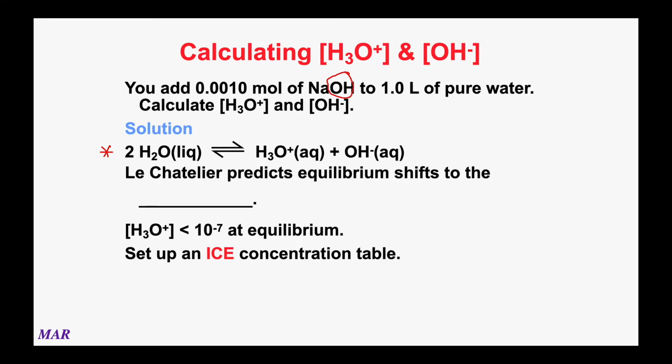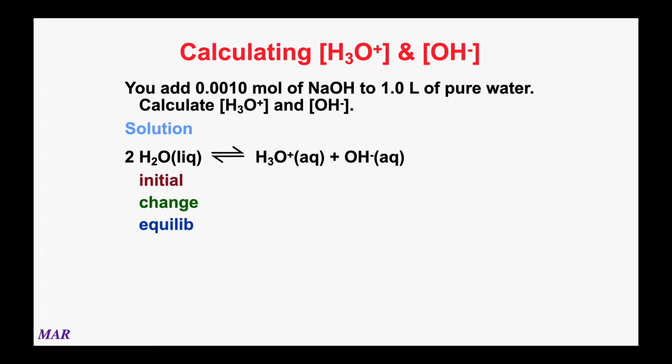Hydronium will be less than 10 to the minus 7th moles per liter at equilibrium. Hydronium and hydroxide each equal 10 to the minus 7 when they're by themselves. But if you add hydroxide, it's going to shift to the left. Your hydronium concentration should be less than 10 to the minus 7th. So what we can do here is set up another ICE table. ICE again stands for initial, change, equilibrium.